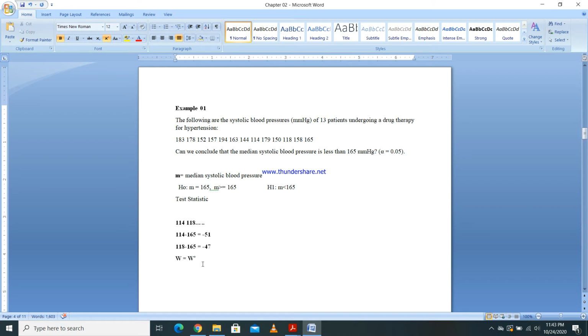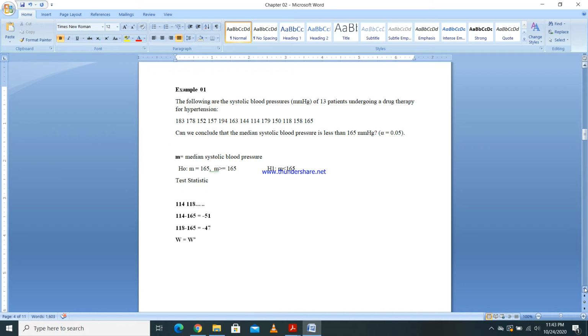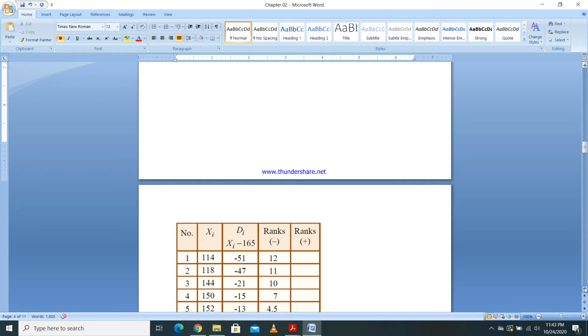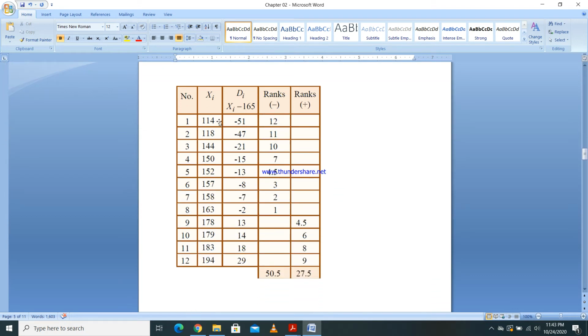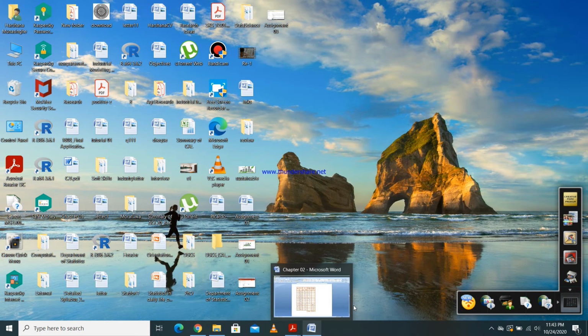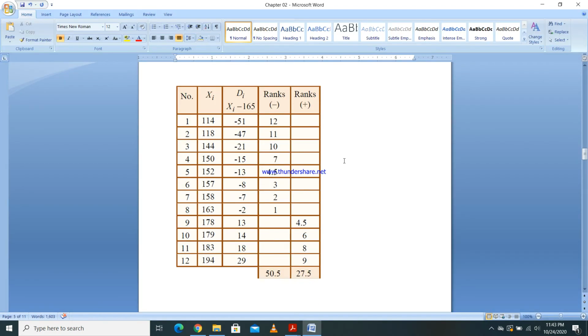That is, after doing the rankings, you have to check the summation of all the positive differences, and that would be your test statistic, right? So I will just show you my calculation table. Here I have arranged all the observations in ascending order, and you can see the differences: minus 51, minus 42, minus 21, minus 15, minus 13, likewise. And then I have done the ranks.